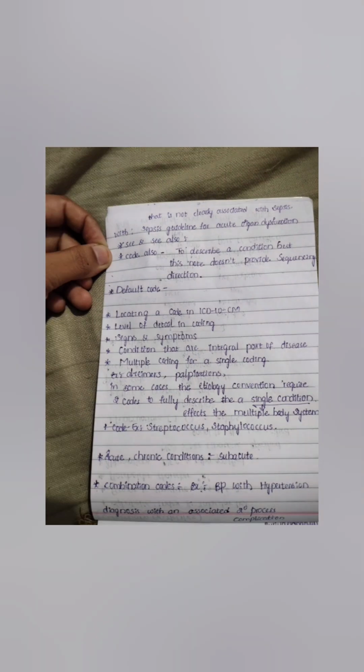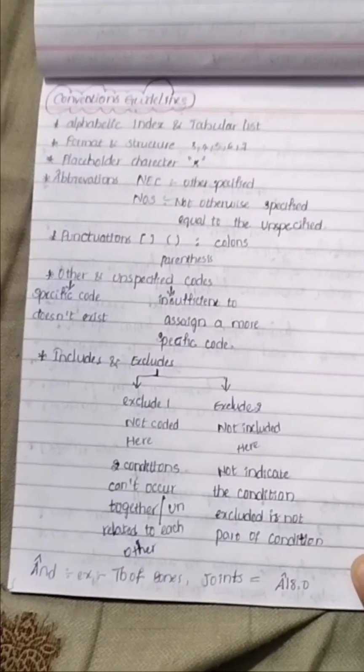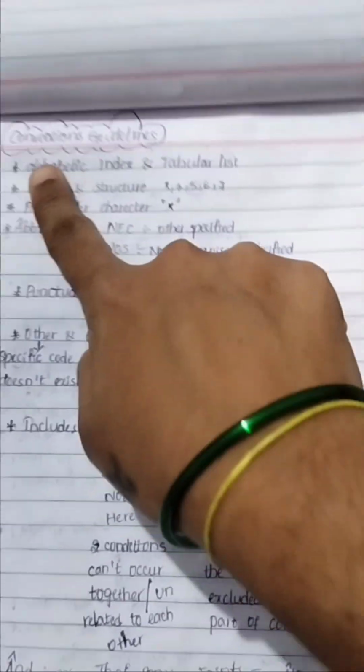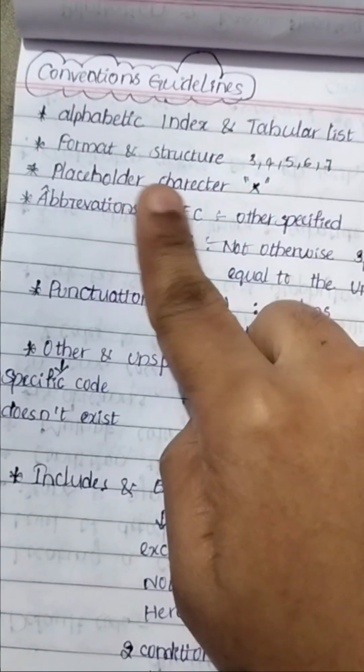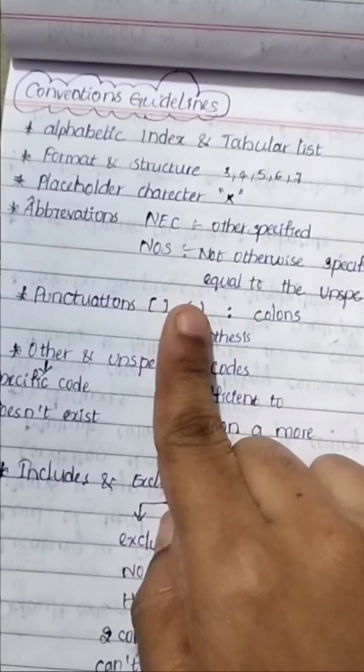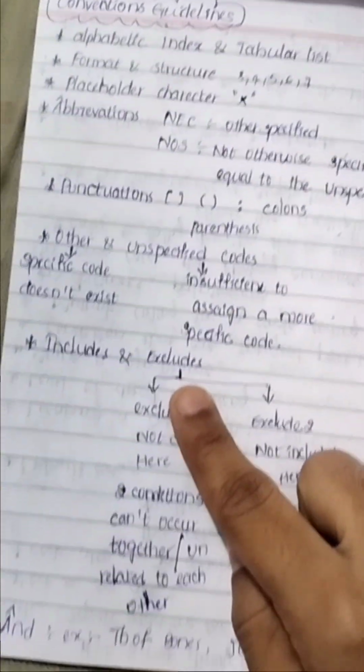When it comes to the alphabetic index, the codes are given in alphabetical form in the ICD-10 and ICD-11 books, and there are some tabular lists also. In that tabular list we can check out the codes, how they are coded, in alphabetic order, and numbers are also given in numerical order. That is called the alphabetic index and tabular list.